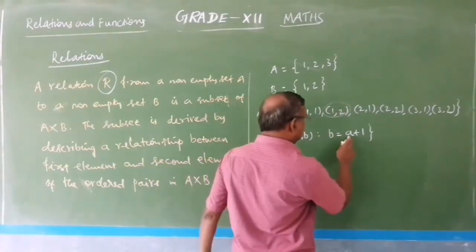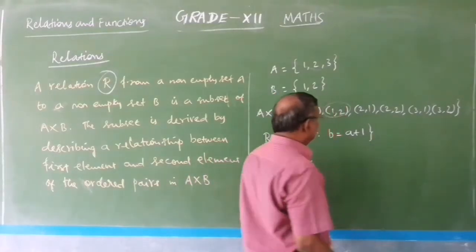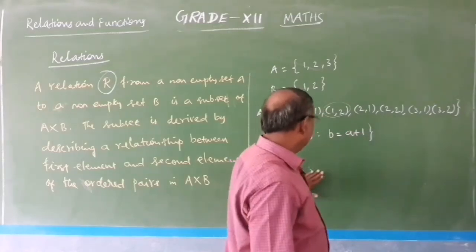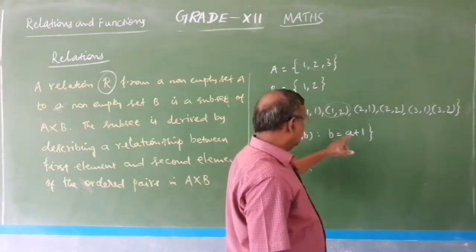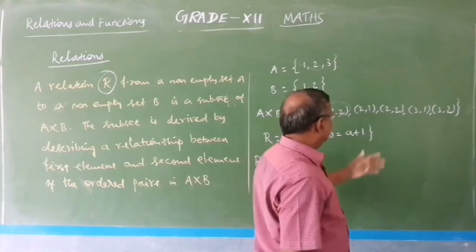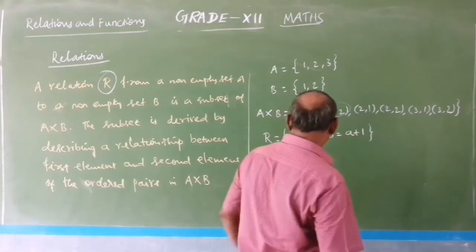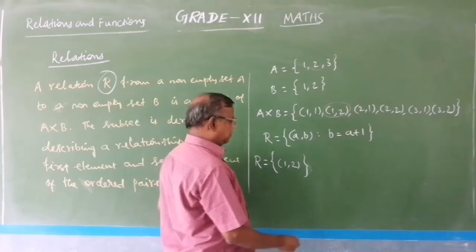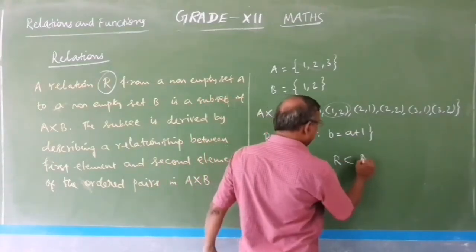If a equal to 2, 2 plus 1 is 3, so we don't have the element (2, 3). If a equal to 3, 3 plus 1 is 4, which also does not exist. So there exists only one element in the relation, (1, 2). Here R is a subset of A cross B.